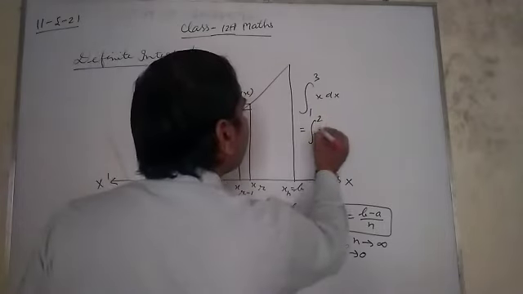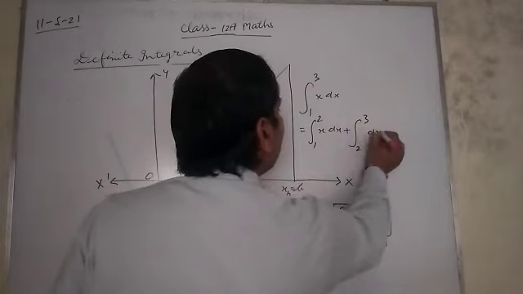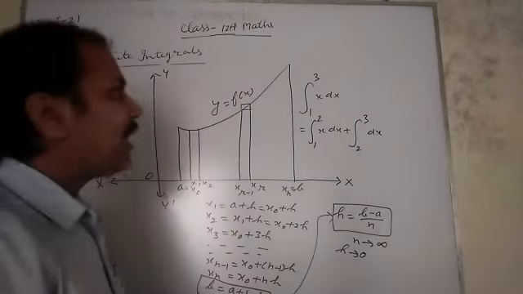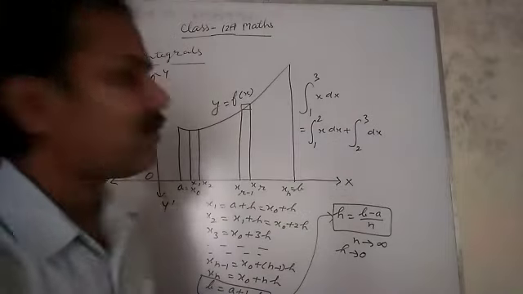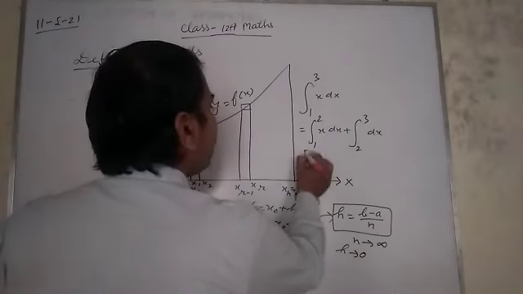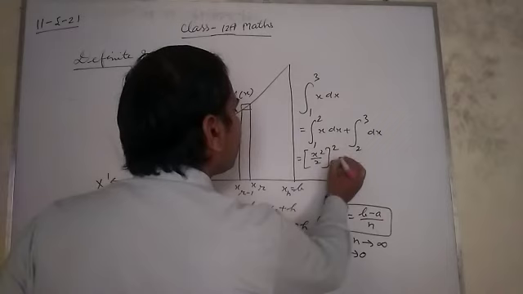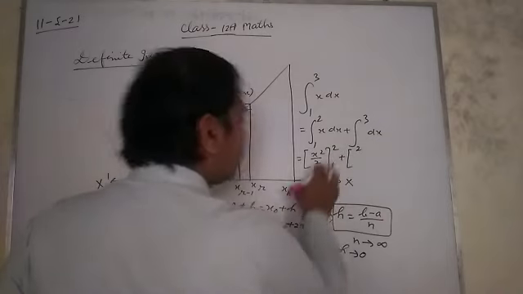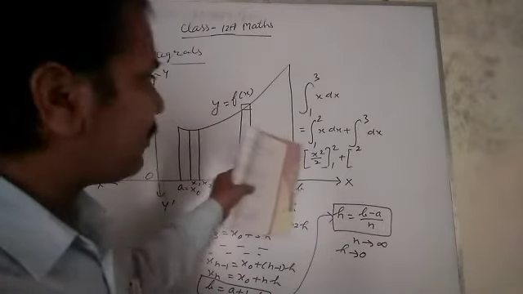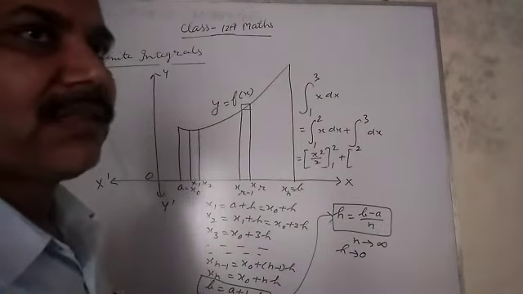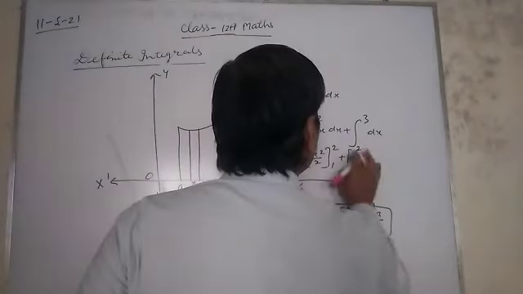So 1 to 2 plus 2 to 3, means this limit 1 to 3 is divided into 1 to 2 and 2 to 3. Okay, and then integrate it. So integration of x is x square upon 2, from 1 to 2, plus, here we will not write the constant. You can write it, no problem, but everywhere that constant will cancel, so due to that we do not write it.